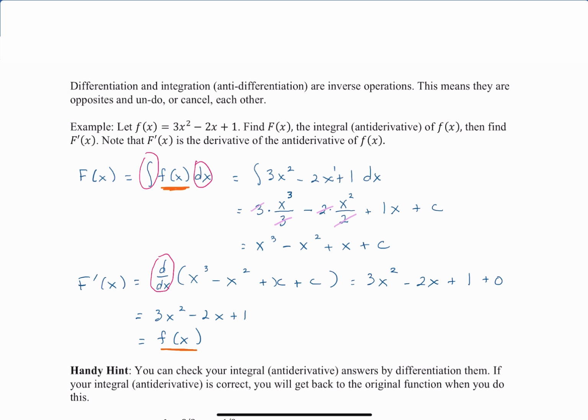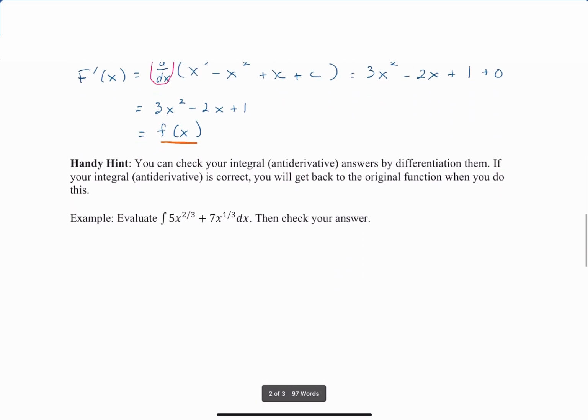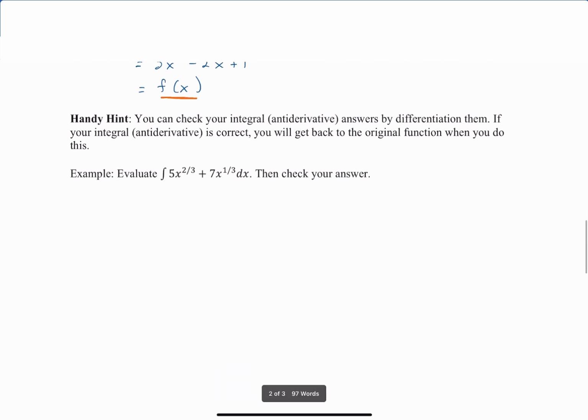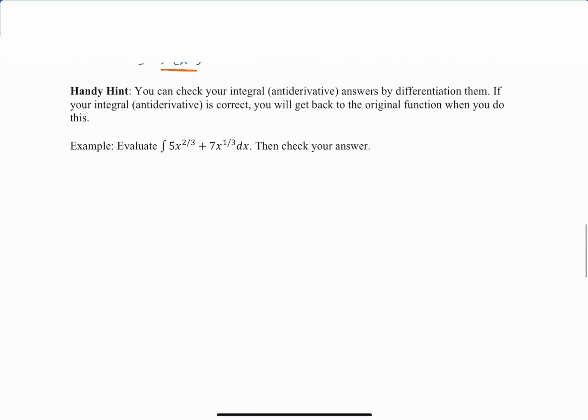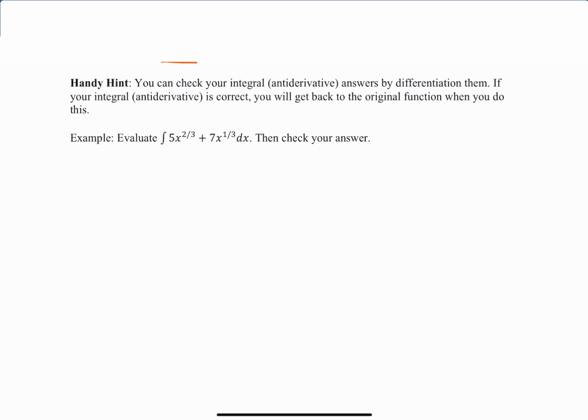Knowing this is super useful because that means that you can check your integral answers by differentiating them. And if your integral antiderivative answer was correct, you'll get back to the original function when you do this.